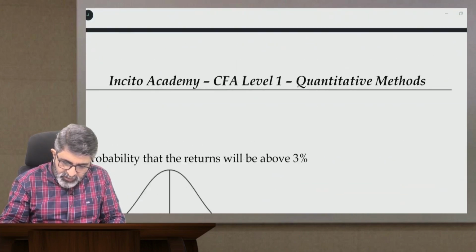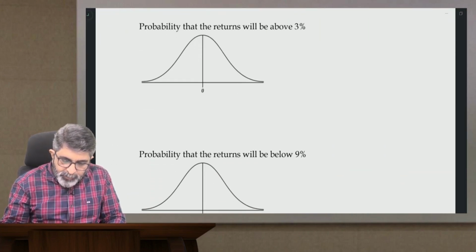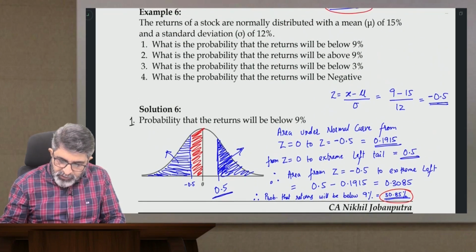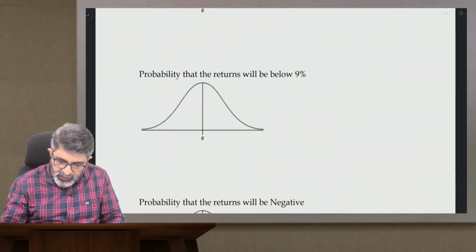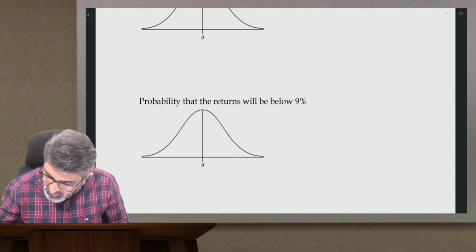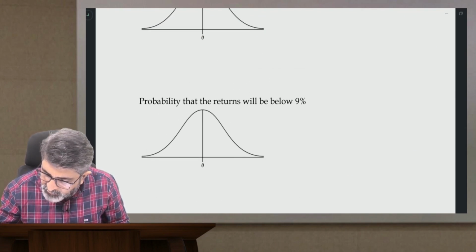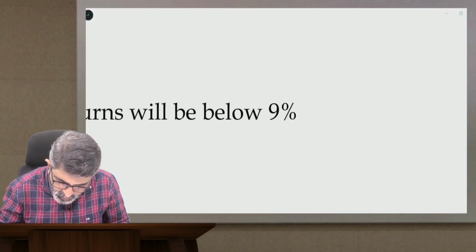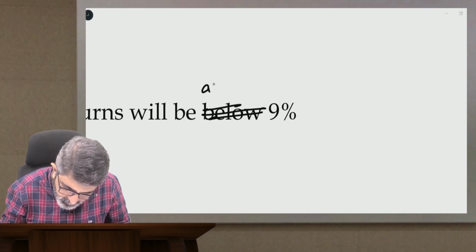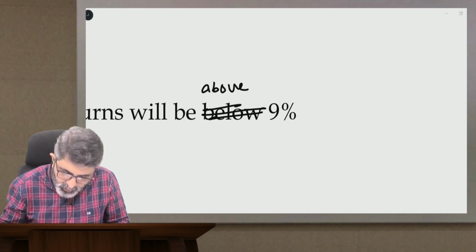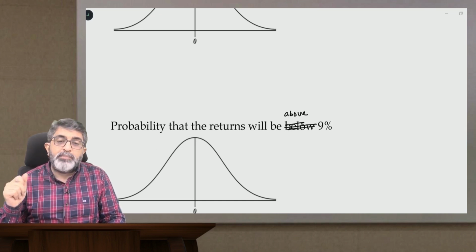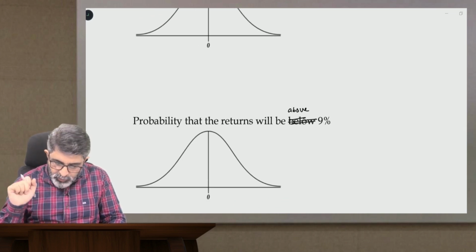So when the question is asking, wait. Okay, here it is a printing error. Let me rectify. It should not be below, it is above. So probability that the returns will be above 9%. How will you trace that? Tell me, how will you trace that?